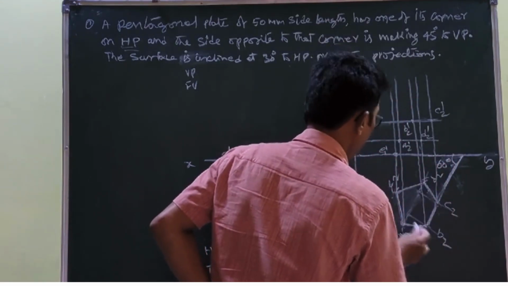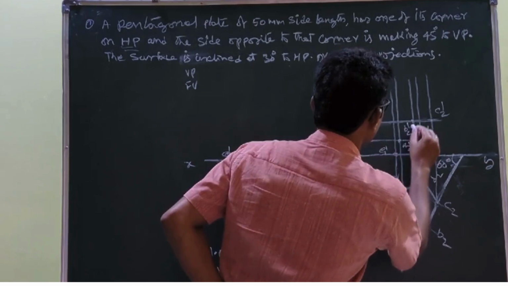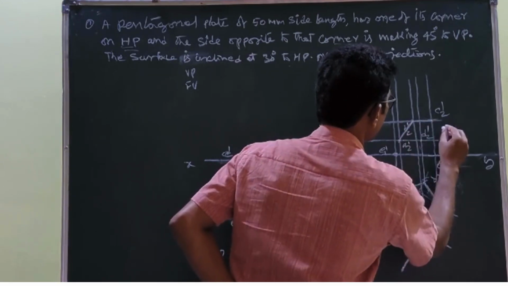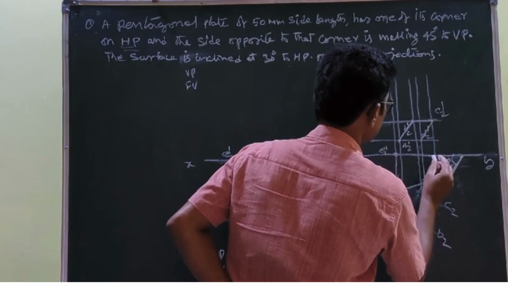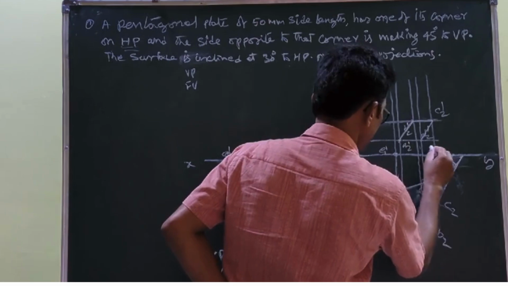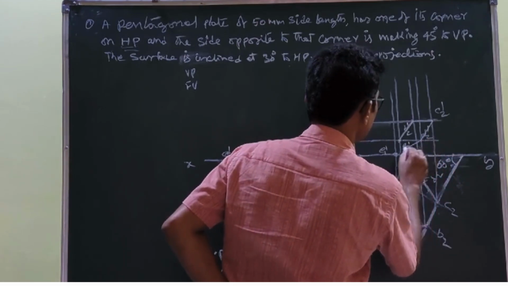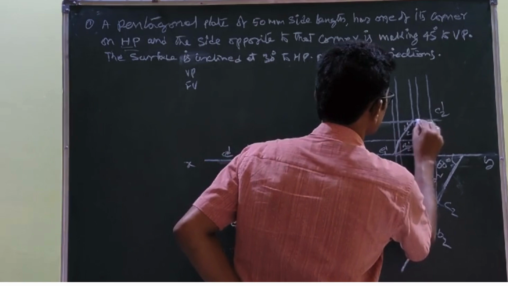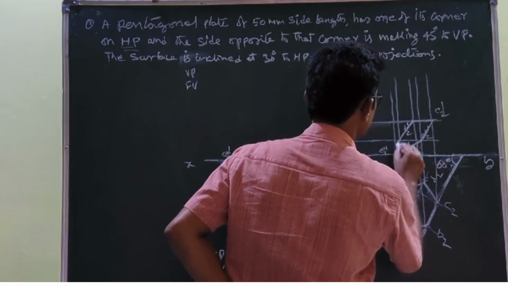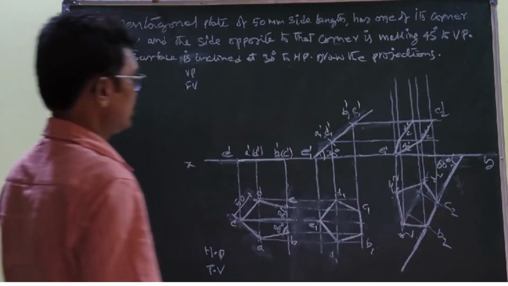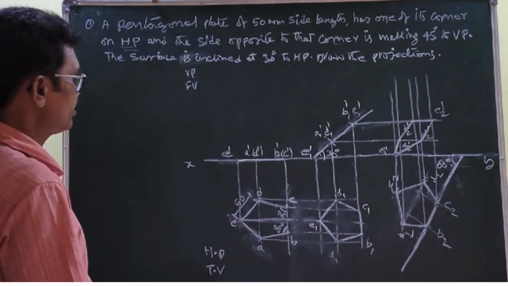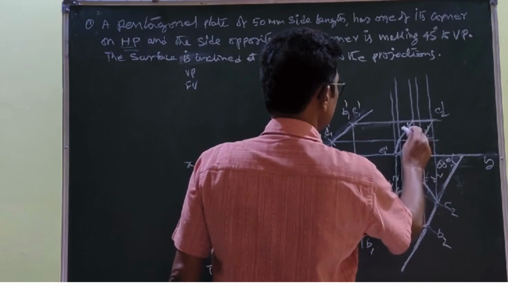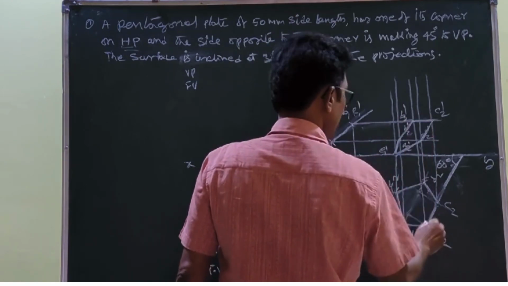From here A to B, B to C, C to D, D to E, E to A. Like this. Join these, you can get like this. Okay? C2, yes, this is the B2. B2 dash, this is the B2.